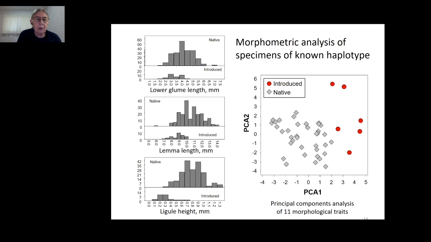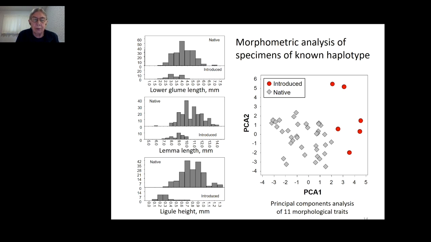So we were interested in whether it would be possible to combine these in different ways to see if we could make an index that would separate them. So we looked at the glumes, which are the outer flower bracts, and the lemmas, which are the inner flower bracts, and the ligule of the leaves. And you can see that in all cases there are differences, but there's a lot of overlap. We took 11 different traits and we did a multivariate analysis, which is shown on the right, which shows that if you have information about all those 11 traits, there's pretty good separation between native and non-native subspecies.